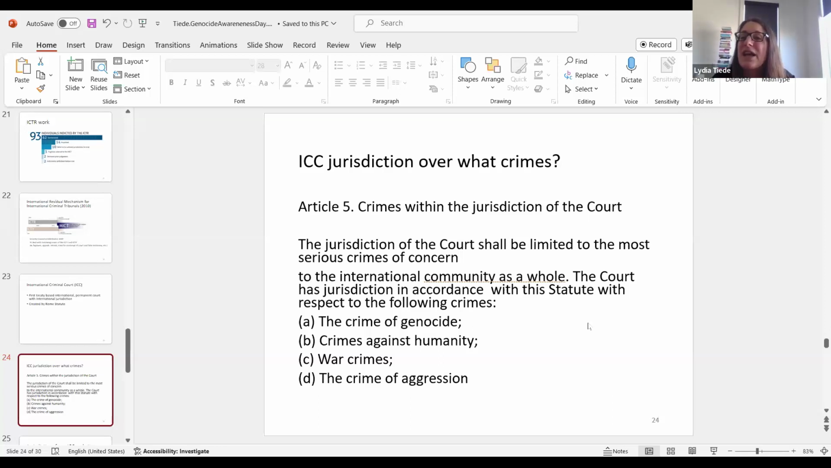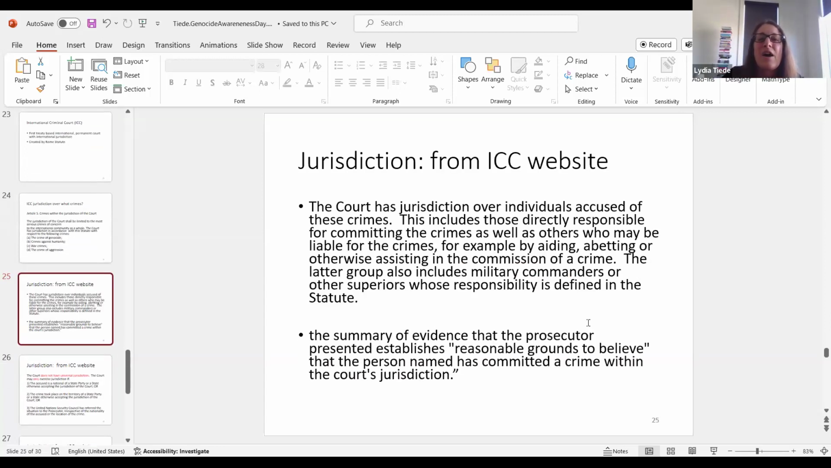But again, you could have lesser types of crimes, property damage, all these different types of things. Those aren't part of what they do. It has jurisdiction over individuals accused of these crimes, either those directly responsible or other ones that maybe were responding to what their superiors said or did, conspiracy. The summary of evidence that the prosecutor presents establishes reasonable grounds to believe that the person committed the crime. If they meet that standard, they can go forward.